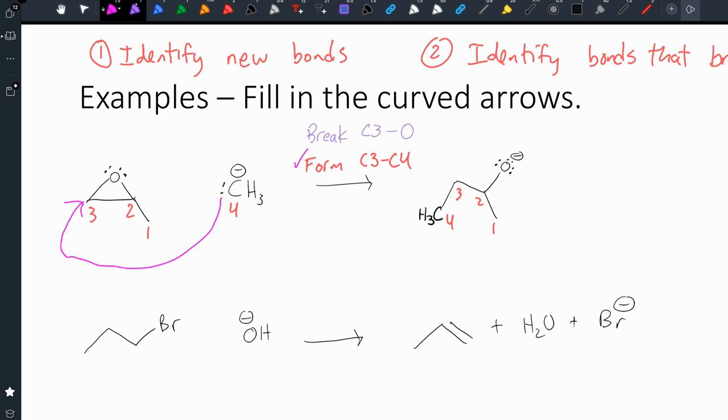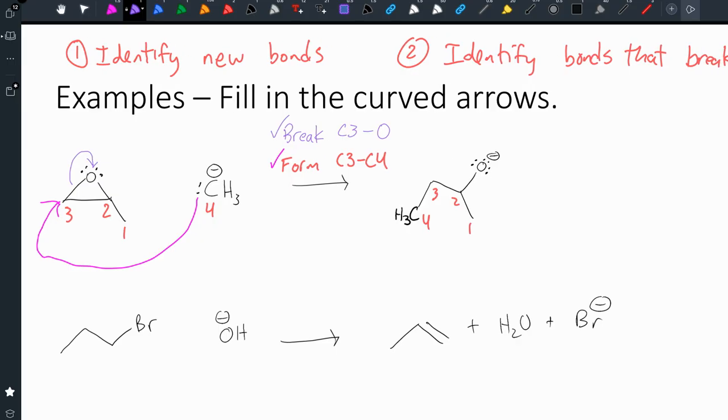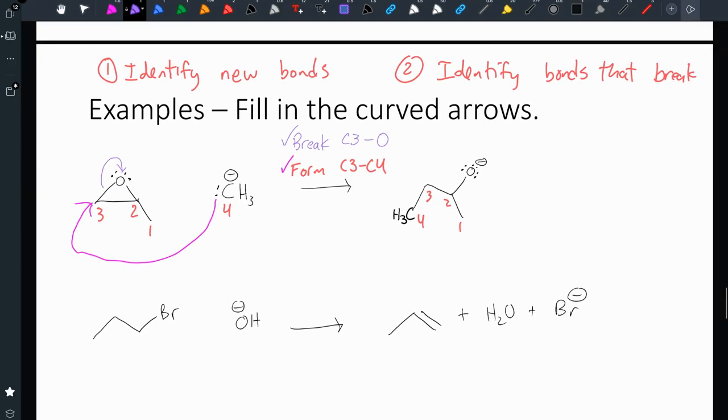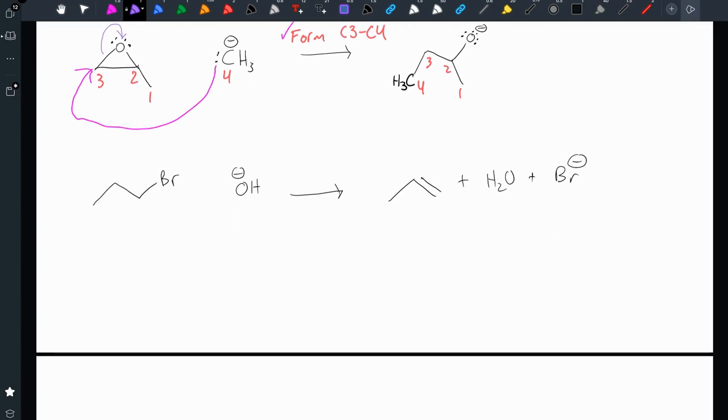And then I need to also break the carbon 3 to oxygen bond, and I need that oxygen to get an extra lone pair. So I'm going to have an arrow going from that bond to the oxygen. Essentially, anytime you're breaking a bond, that means an arrow needs to start at that bond and send those electrons somewhere. All right, so this first case, we're done. Second one. All right, I chose a tricky one here.